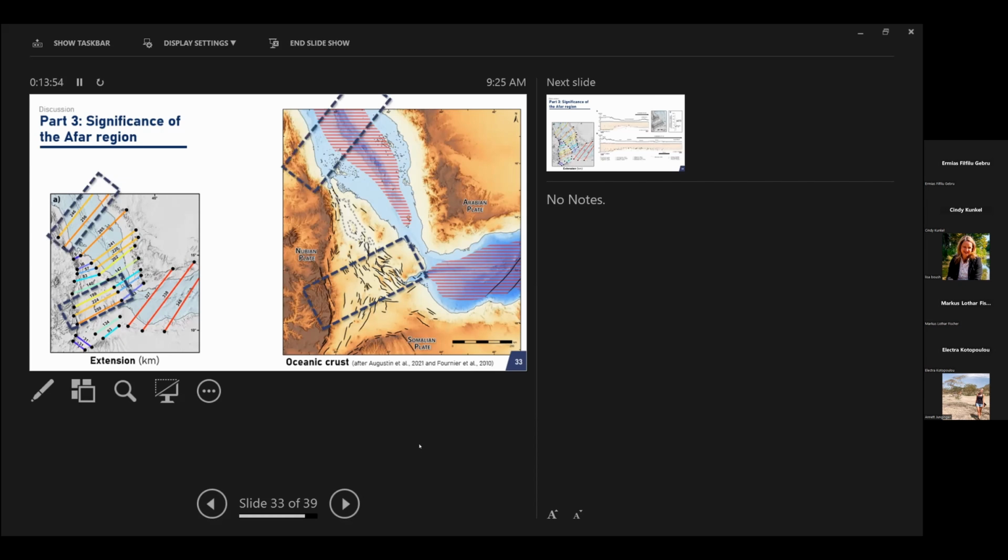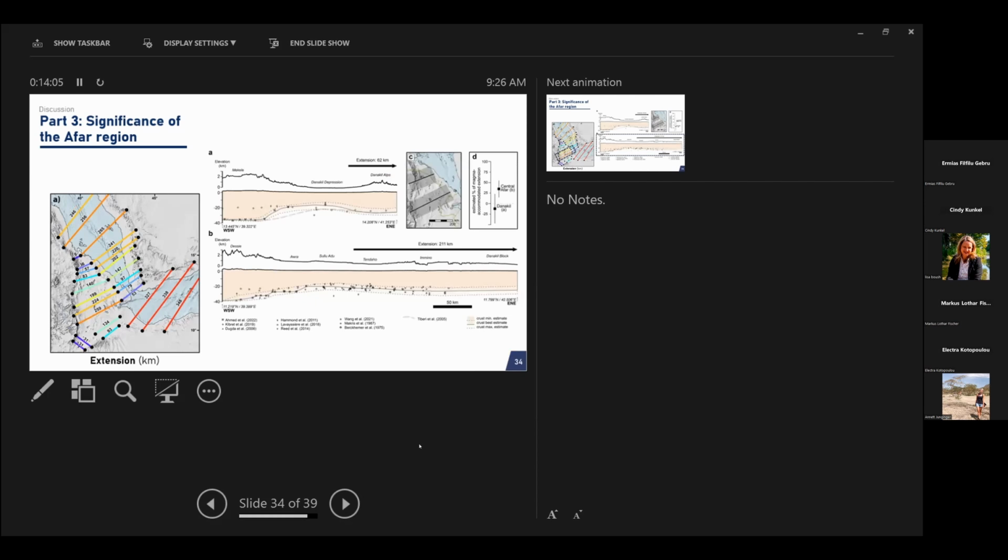And for example, if you compare with this area of the Red Sea, you have the same extension, but you have almost 200 kilometers of oceanic crust. So why is it so? There must be something different.